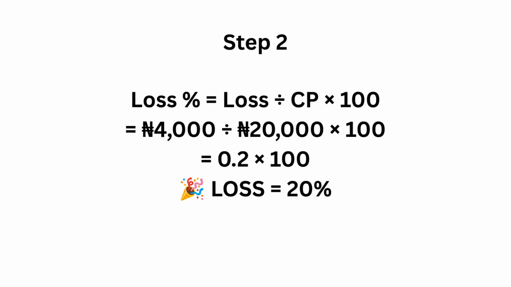Now divide the loss by CP, the cost price. 4,000 divided by 20,000 gives us 0.2. We multiply that by 100 and we get 20%. So the loss percentage is 20%. Or the way you do it, you do 4,000 divided by 20,000 times 100. So you cancel out the zeros, up, down, like that. Whatever is remaining, you have 2 up there times 10, and then you get your answer.